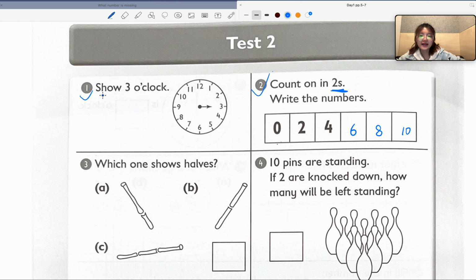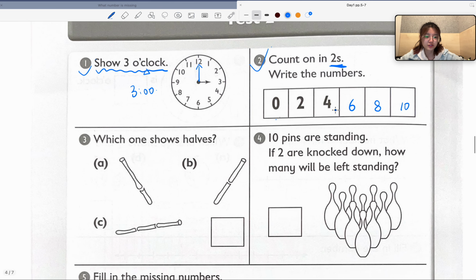Okay, and also for test 2, question 1, how can we show 3 o'clock? So now we will draw the hands. Now we already have a shorter hand which is pointing to 3. Yeah, it can show us the hour. For 3 o'clock, it will be 3:00. It will be the starting of this hour, so the minute hand will be pointing to 12. That's how we can draw the hands for 3 o'clock.